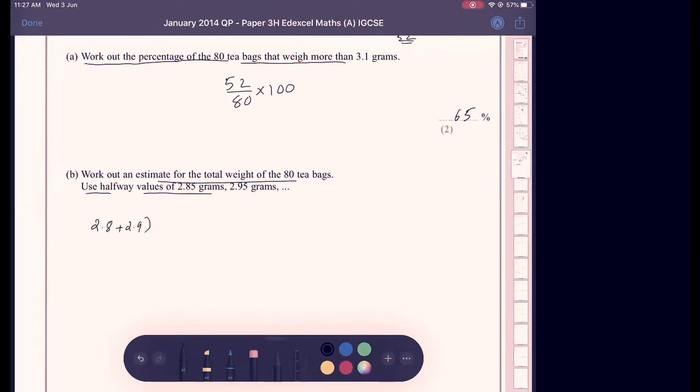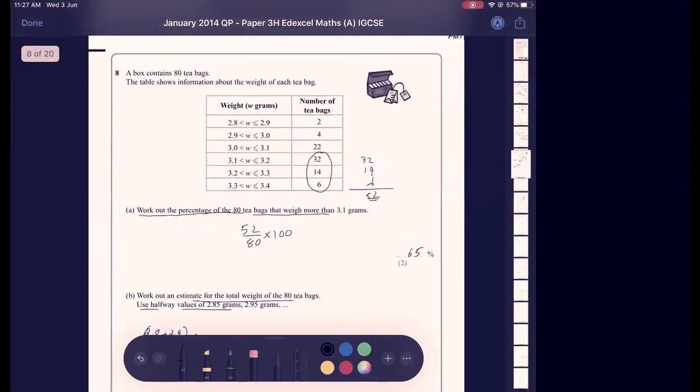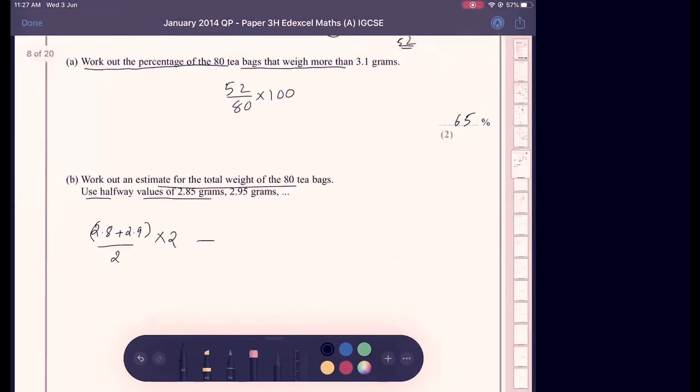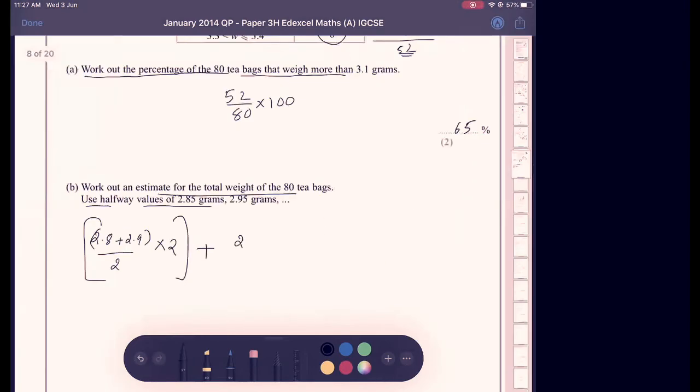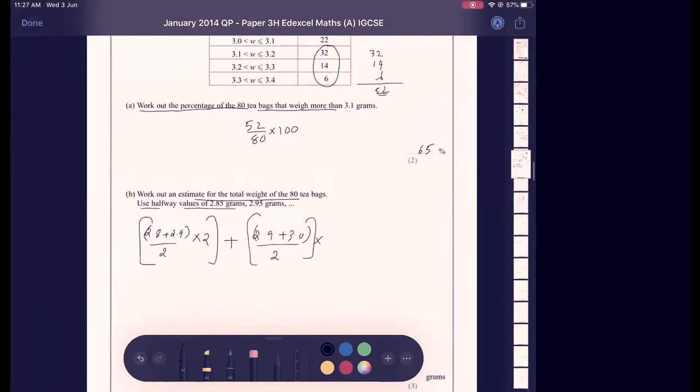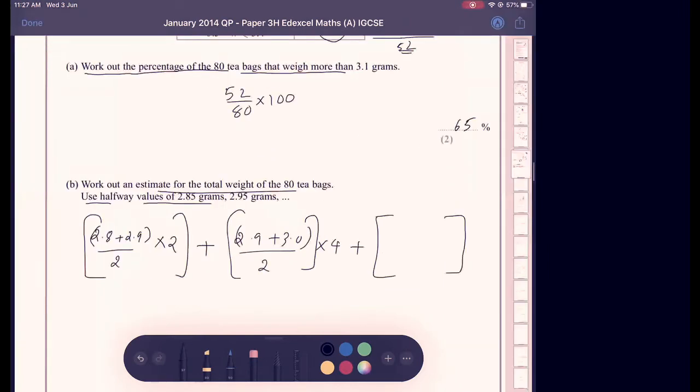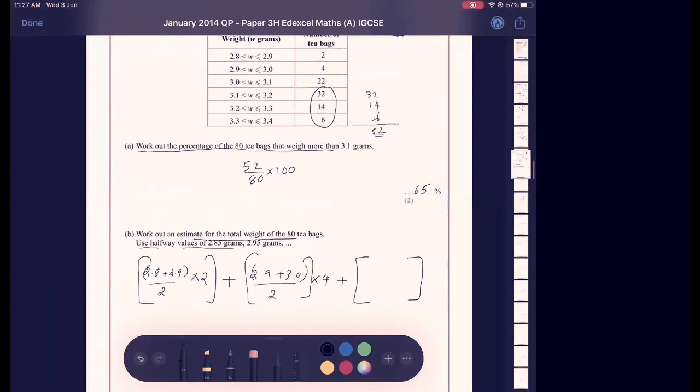Plus 3.05 times 22 plus 3.15 times 32 plus 3.25 times 14 plus 3.35 times 6. The answer is 251. Total grams is 251.